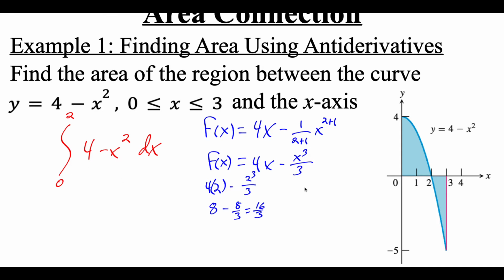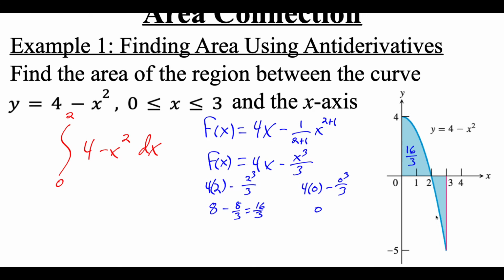Now I also need to plug in the 0. So 4 times 0 minus 0 cubed over 3. Well, 4 times 0 is 0. 0 cubed is 0, so 0 minus 0 is still 0. And then if we subtract those, 16 thirds minus 0, then this top portion has an area of 16 thirds.